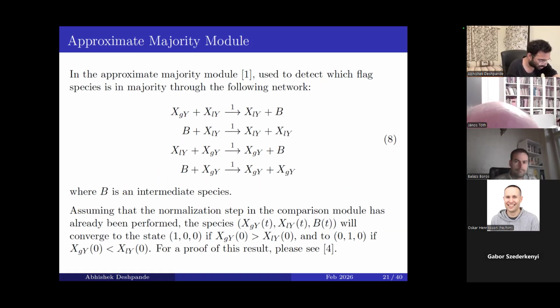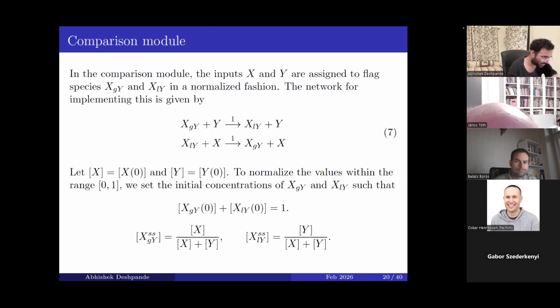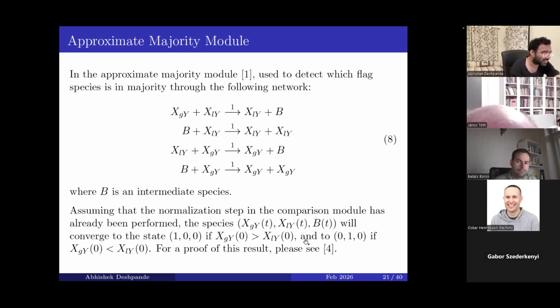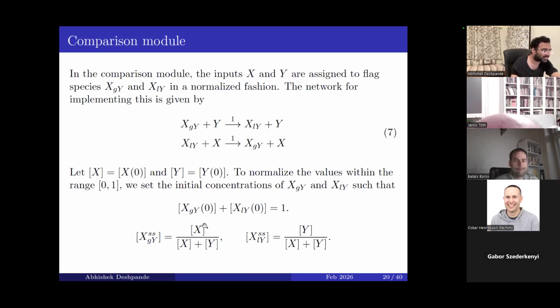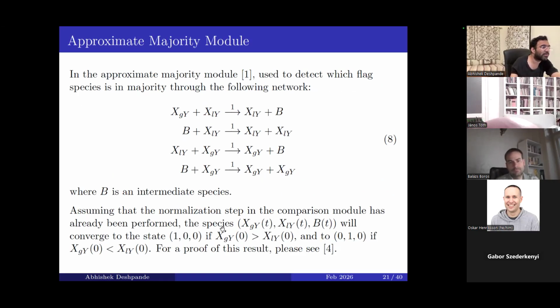So assuming that the normalization step in the comparison module has already been performed, which means XGY and XLY have been normalized to X upon X plus Y and Y upon X plus Y, what this does is it takes XGY, XLY, B to the state 1, 0, 0. So it assigns XGY to 1 and XLY to 0 if XGY was greater than XLY. So if X was greater than Y, then it assigns XGY 1.